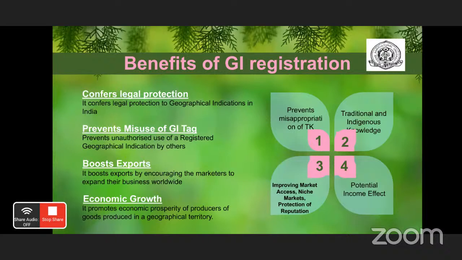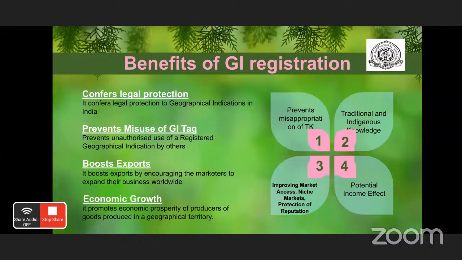So it also helps in boosting exports, because GI is very, very important. Nowadays we see an ever-growing demand for natural, herbal, organic products, especially in the urban market or international market, and products marketed using a GI tag have tremendous demand in developing countries too. So once we get the GI tag, it boosts exports by encouraging marketers to expand their business worldwide. This is very, very important. There were numerous instances, which I will discuss later in my later slides.